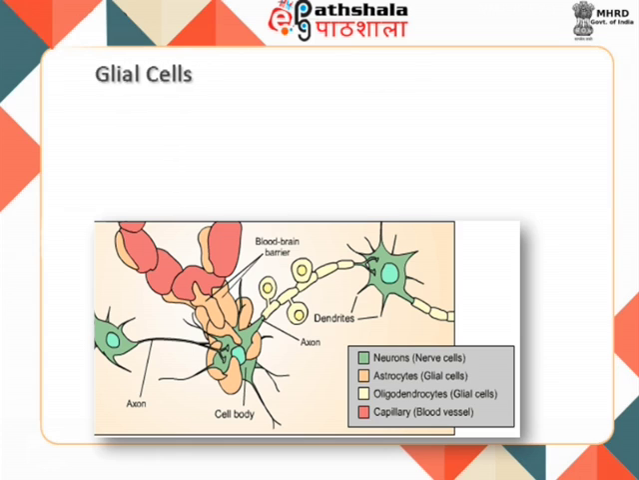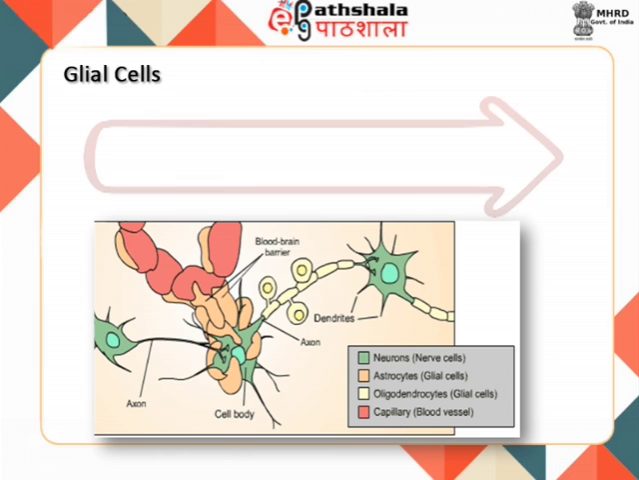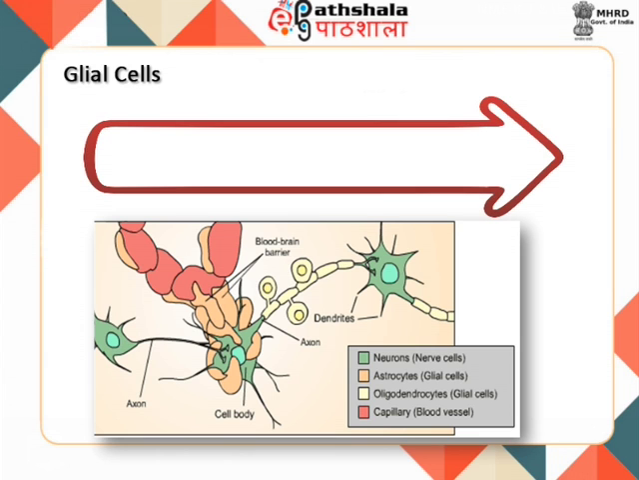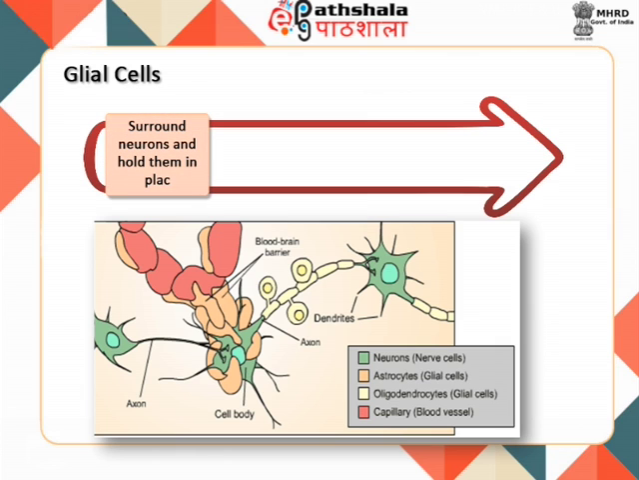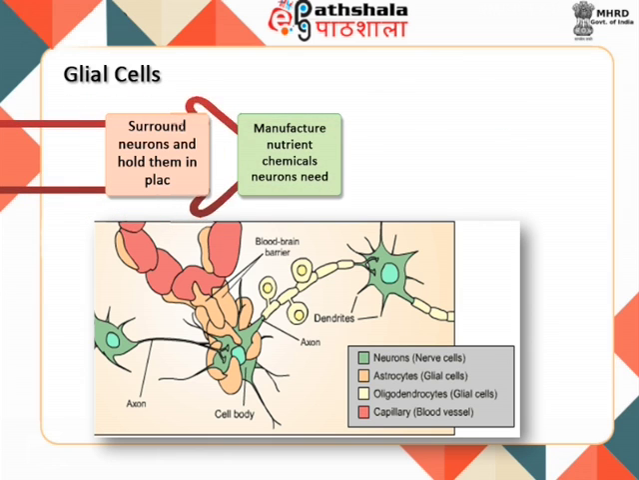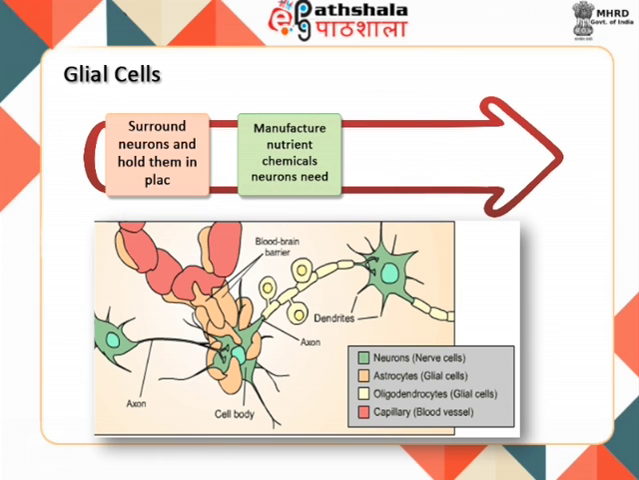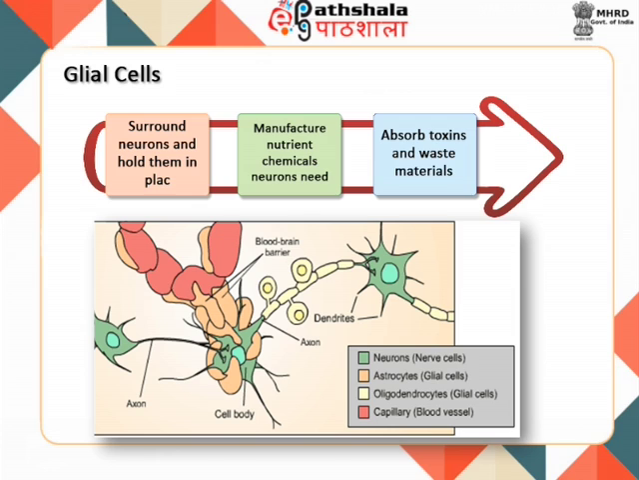Neurons are supported in their functions by glial cells, meaning glue. Glial cells do not receive or send nerve impulses, but they surround neurons and hold them in place. They also manufacture nutrient chemicals that neurons need and absorb toxins and waste materials.